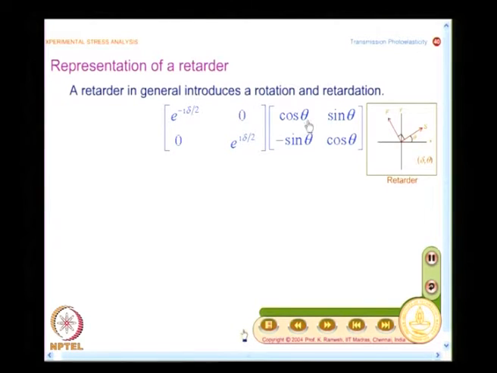If I had referred theta with respect to the fast axis, this would change to what? This would become e power i delta by 2. Because I refer theta with respect to the slow axis, I put this as e power minus i delta by 2. Then the fast axis will give e power i delta by 2, and this would be referred with respect to what? I have already rotated with respect to the reference axis of the retarder. I introduce retardation only along those reference axes.